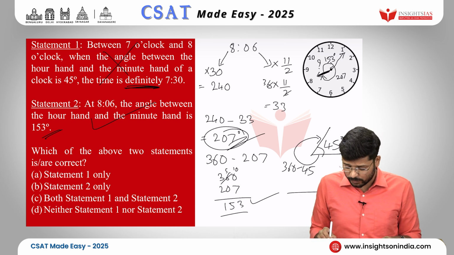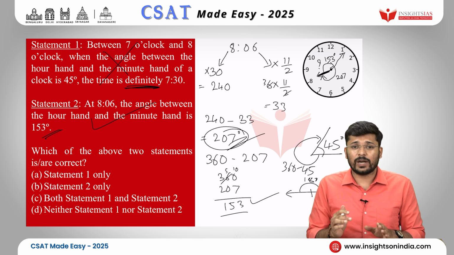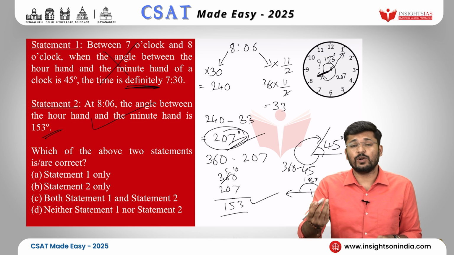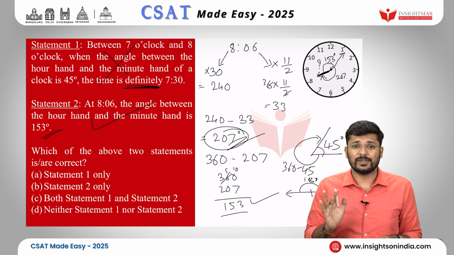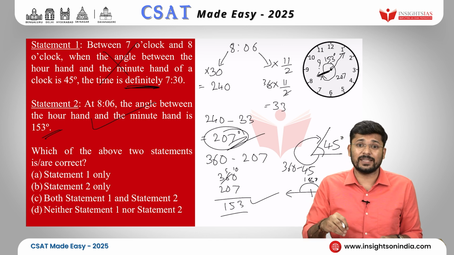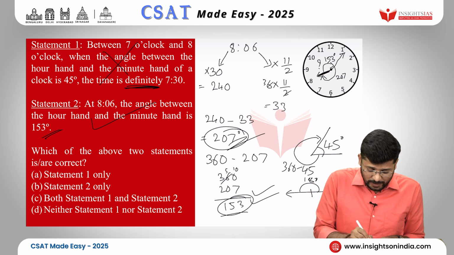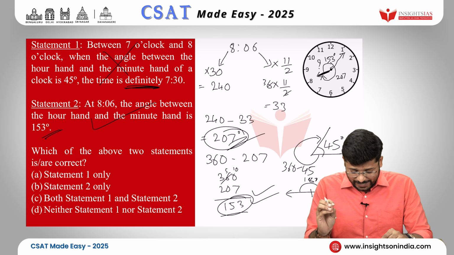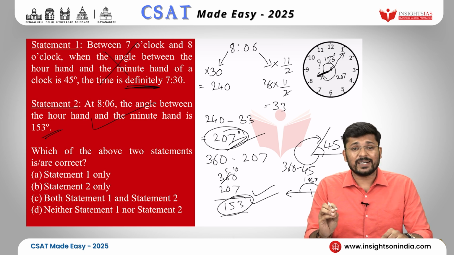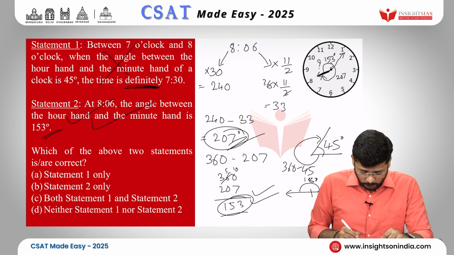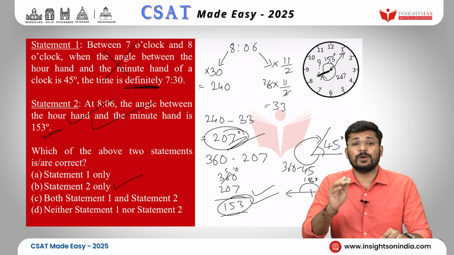Why 180 degrees? Because that is the straight angle, right? Straight angle, yes. This is 180. So, if the angle is less than 180, we will keep it. If it is more than 180, we will subtract 360 by this number, so that we will get the other number, and that would be our answer. So, here at 8 hours 6 minutes, the angle between the hour hand and the minute hand is 153 degrees. Yes. So, what will our answer be? Our answer will be statement 2 only.